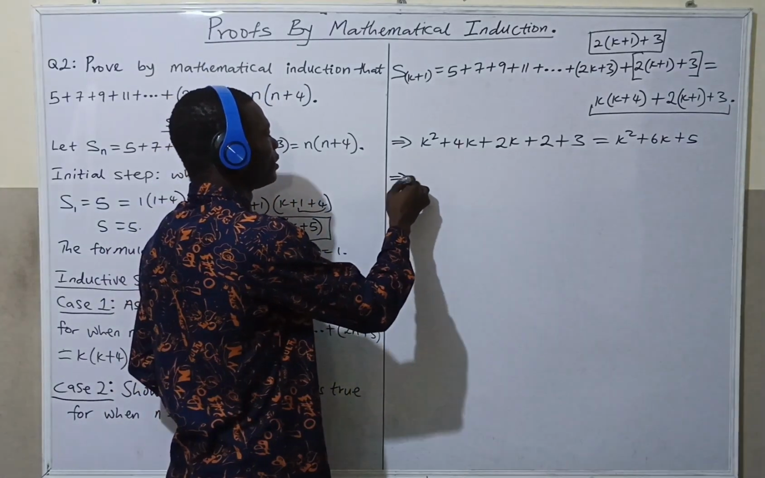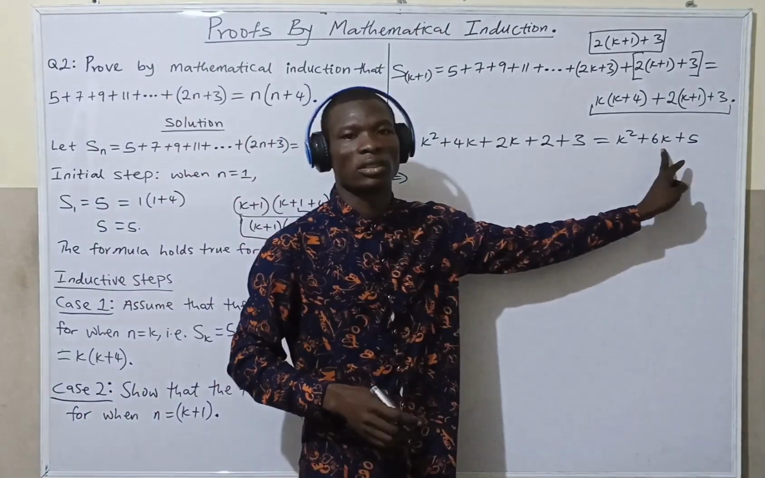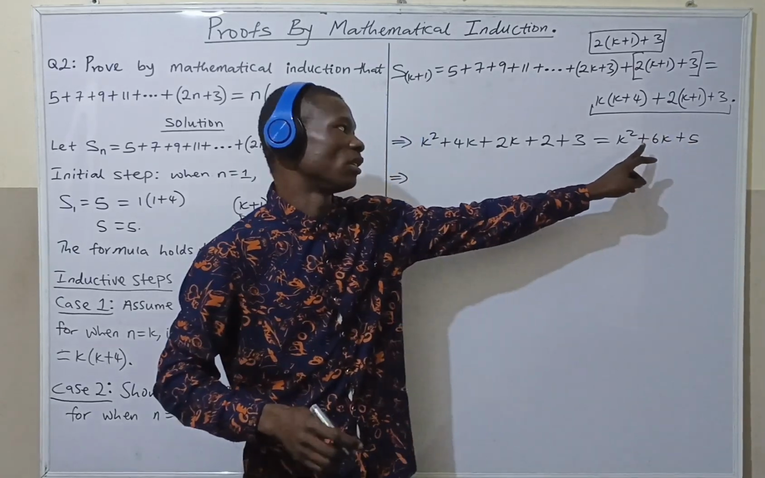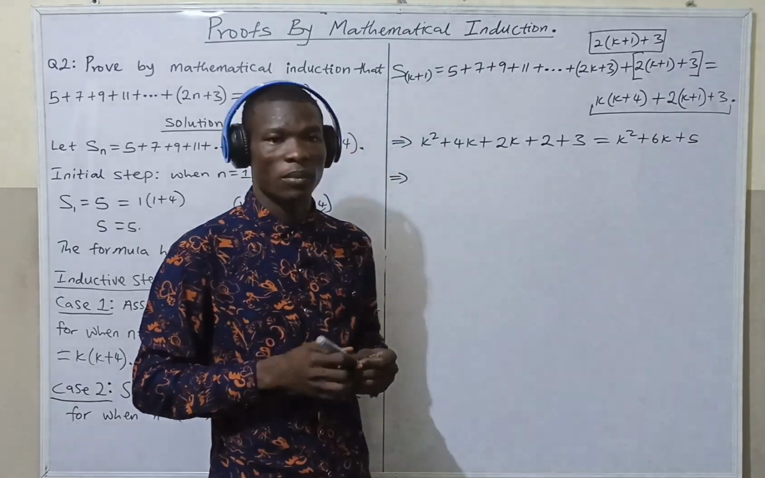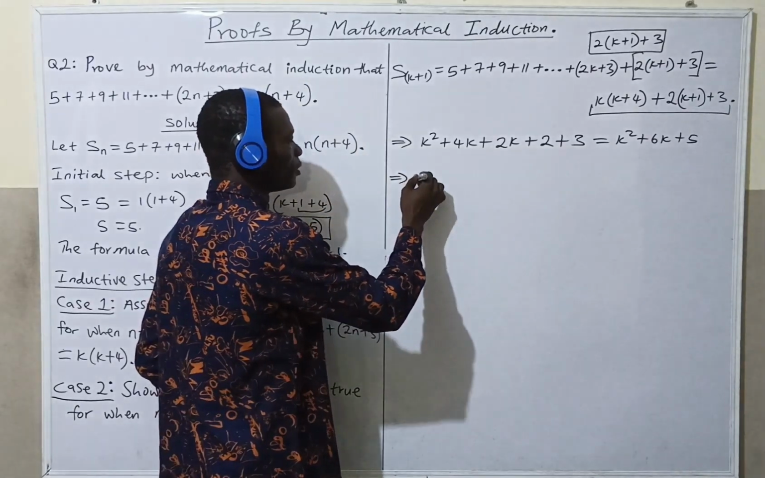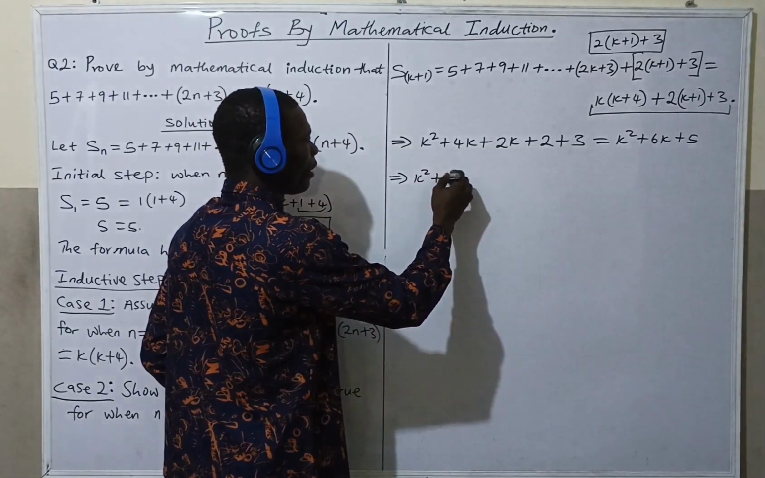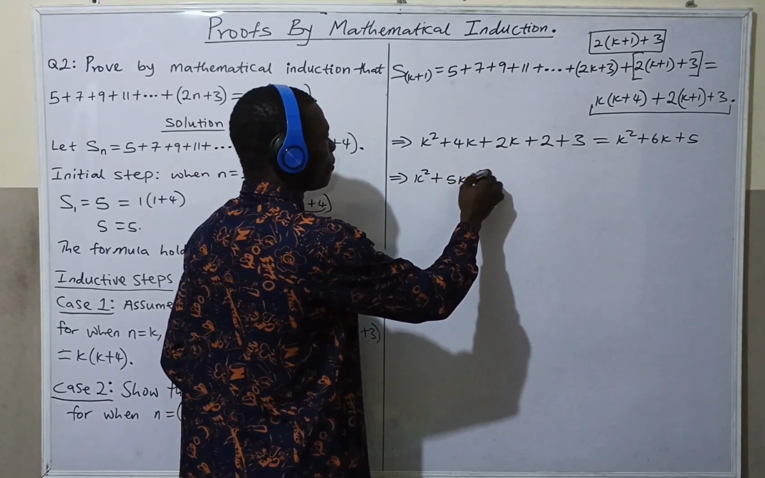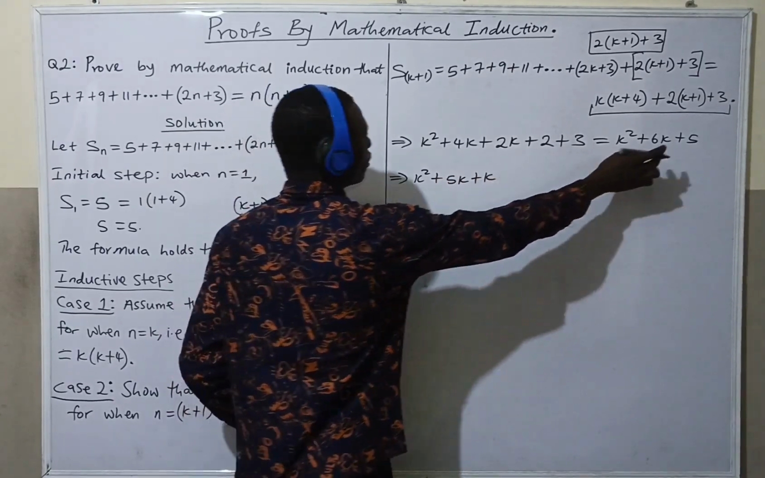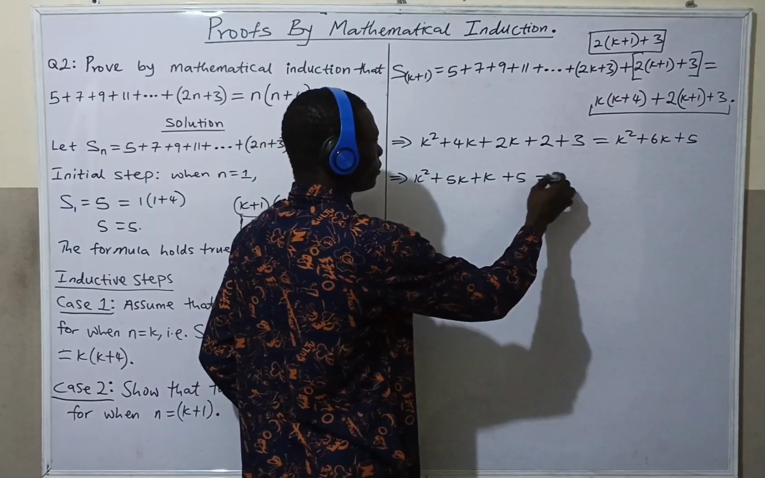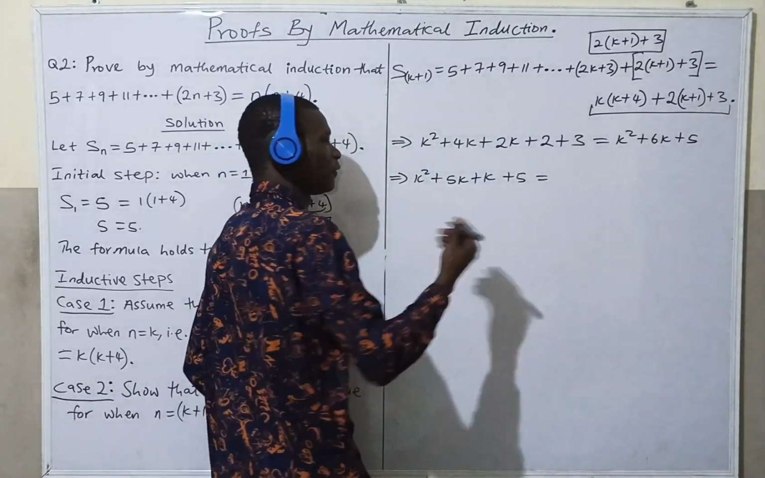And when you want to factorize that, you're going to look for two numbers such that when you multiply them, they'll give you positive 5, and when you add them together, they give you positive 6. And those two numbers are 5 and 1. So you'll be having k squared plus 5k by way of factorization, and then plus k. 5k plus k will be equal to 6k, and then plus 5.